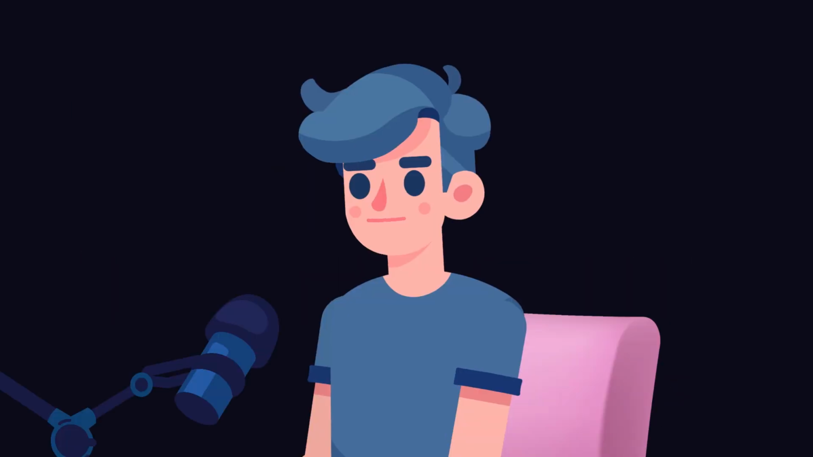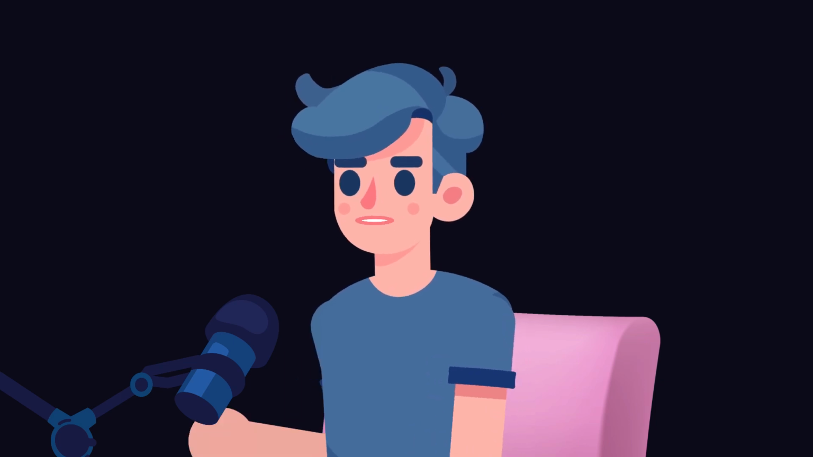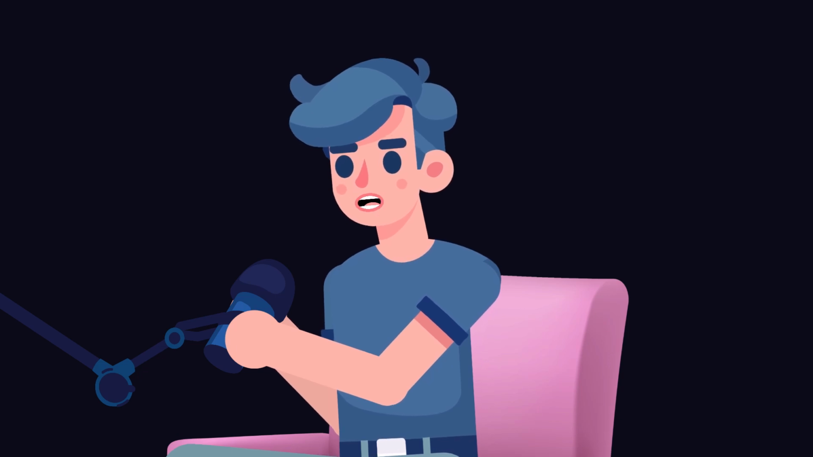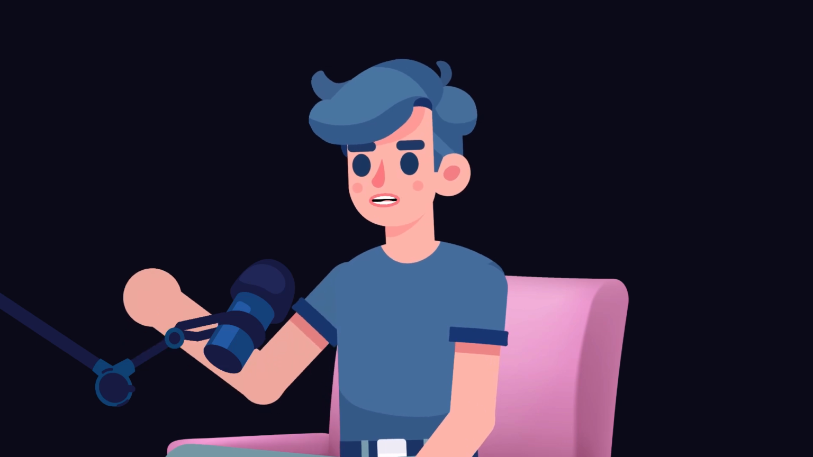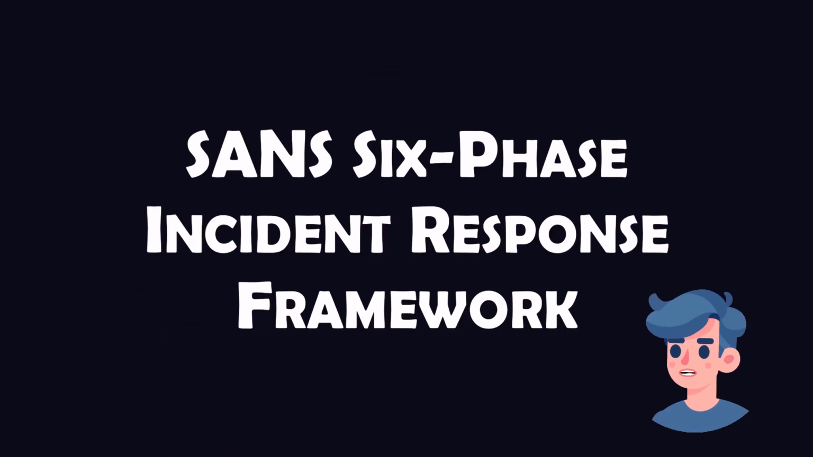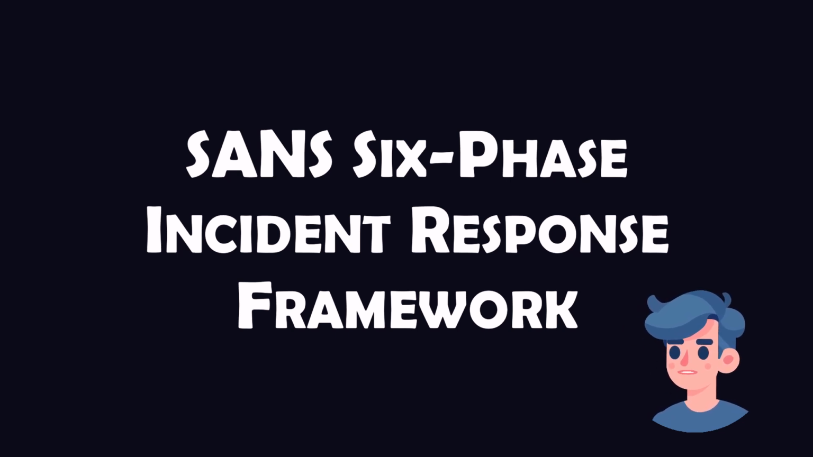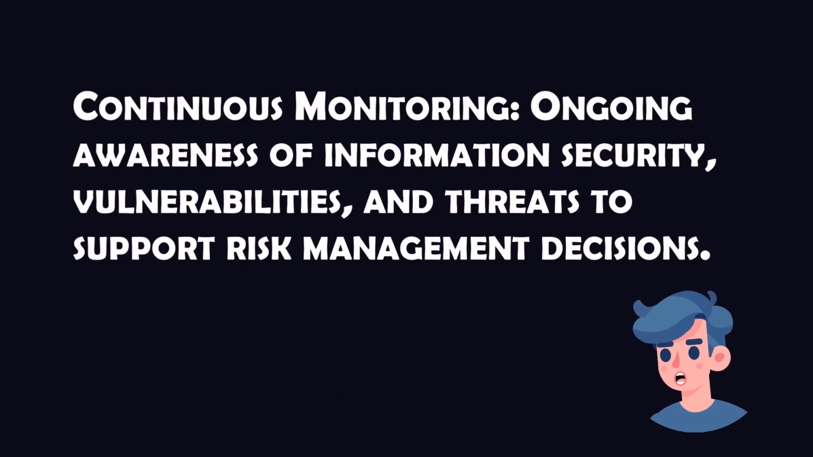To illustrate, imagine an organization detects unauthorized access to a crucial database. The incident response team identifies the breach, contains it by isolating the affected systems, eradicates the threat by deleting malicious files, and recovers by restoring data from backups. Effective incident response plans typically follow the SANS Institute's 6-phase incident response framework, which includes preparation, identification, containment, eradication, recovery, and lessons learned. Finally, continuous monitoring and improvement are essential in security management.